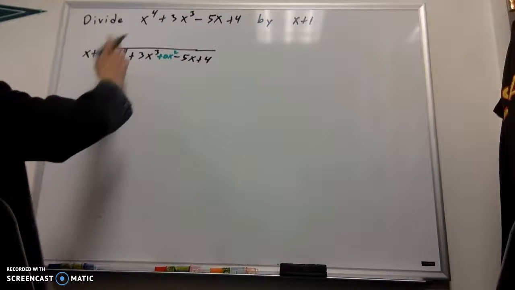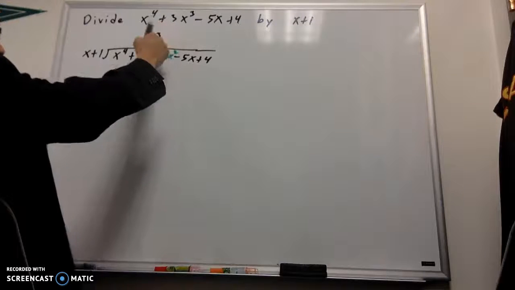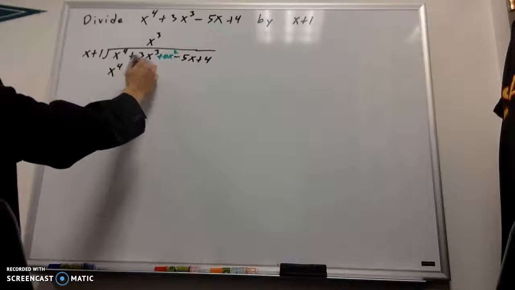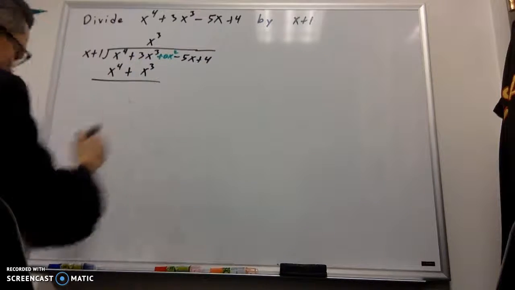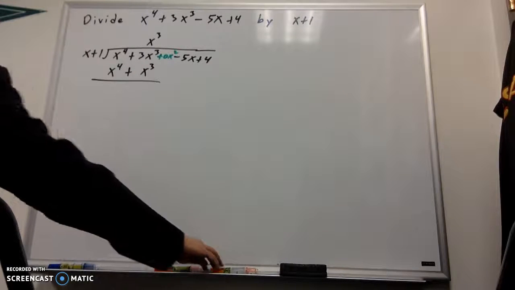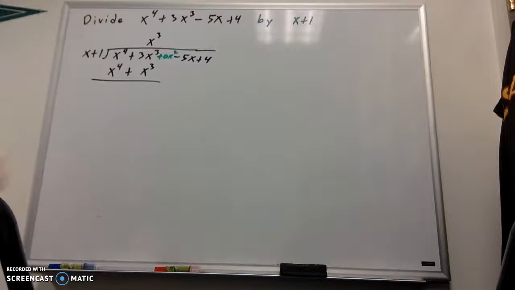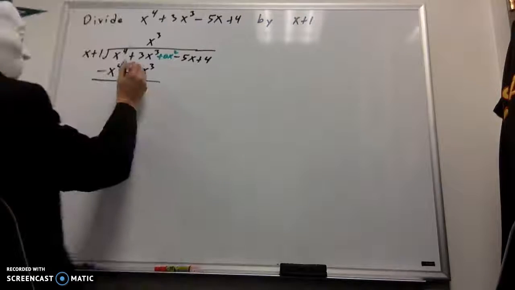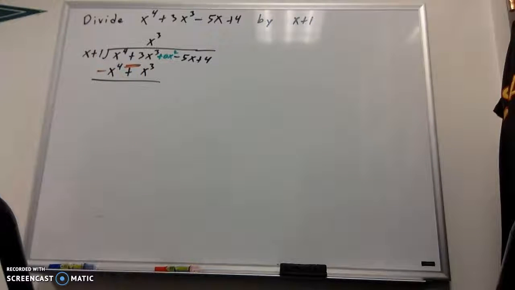X goes into x to the fourth, x cubed times, right? X cubed times x is x to the fourth. X cubed times 1 is just x cubed, right? And so you get to this setup right here. And then you've got to remember to subtract. You take this guy here and change both signs. This sign right here, it's got to change. Hey, if the Mr. Hyde thing works, then by golly, I'm going to keep doing it, right?